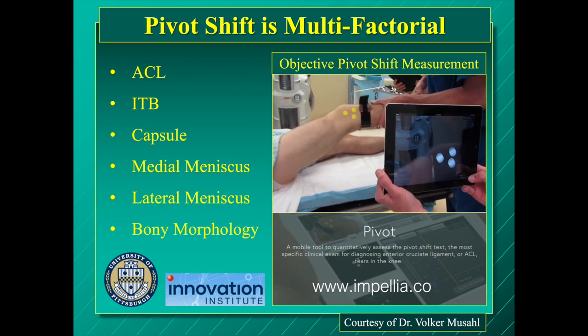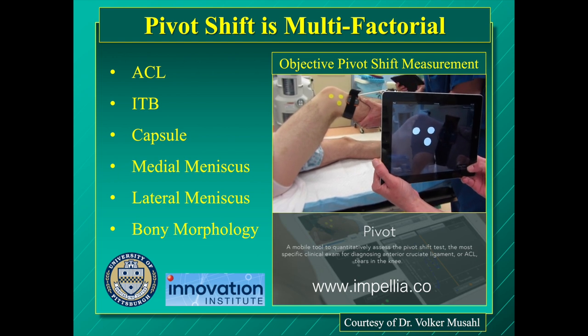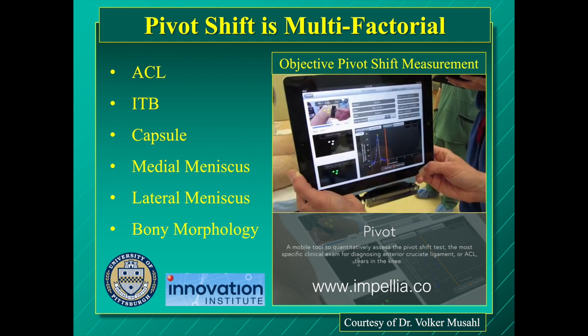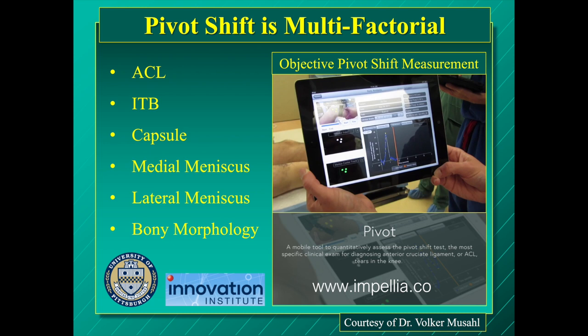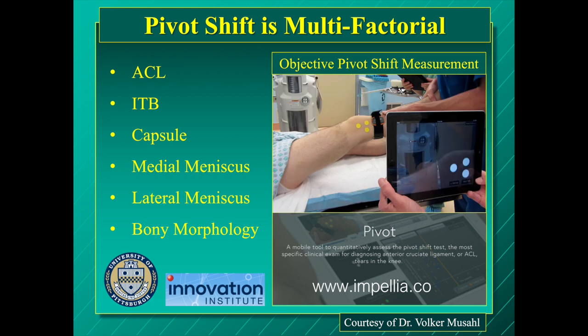These cases highlight that the pivot shift is a multifactorial phenomenon. Here at the University of Pittsburgh, Dr. Volker Musall and others are working to develop objective measurements to better understand these factors. Before moving towards an anterolateral tenodesis, the surgeon must assess the health of the ACL, ITB, capsule, menisci, and bony morphology. These are all integral pieces to the pivot shift puzzle and must be properly understood.